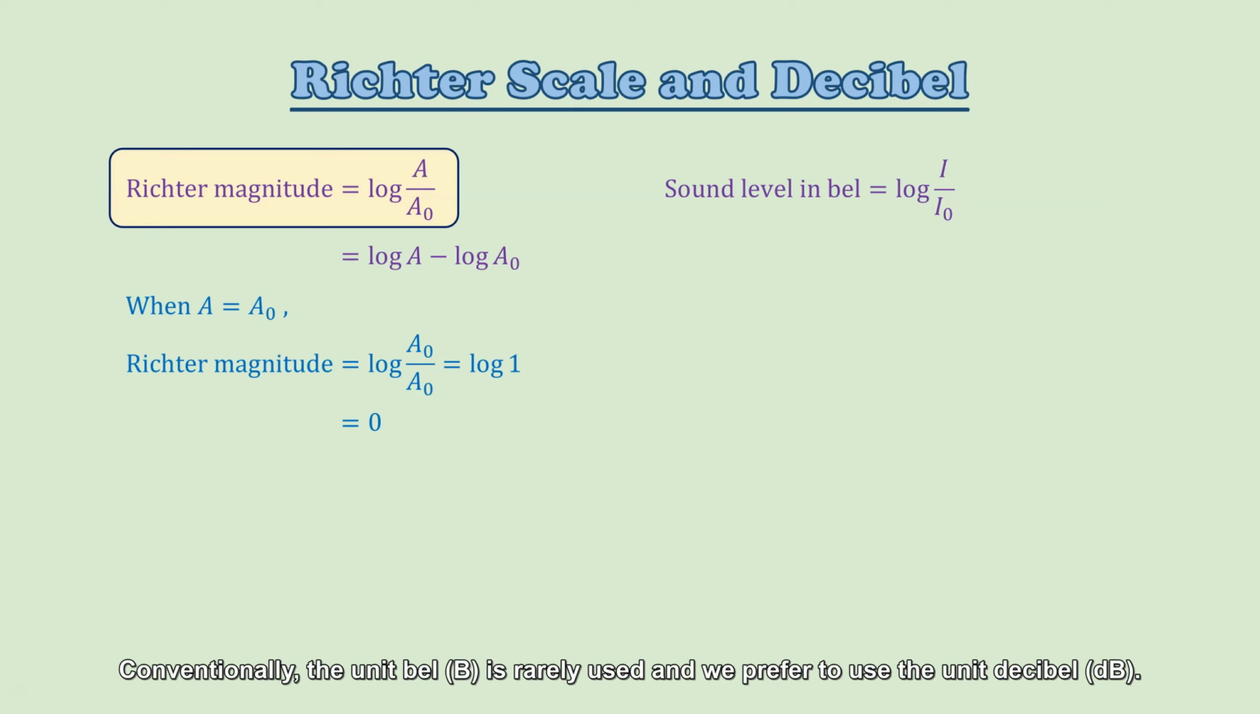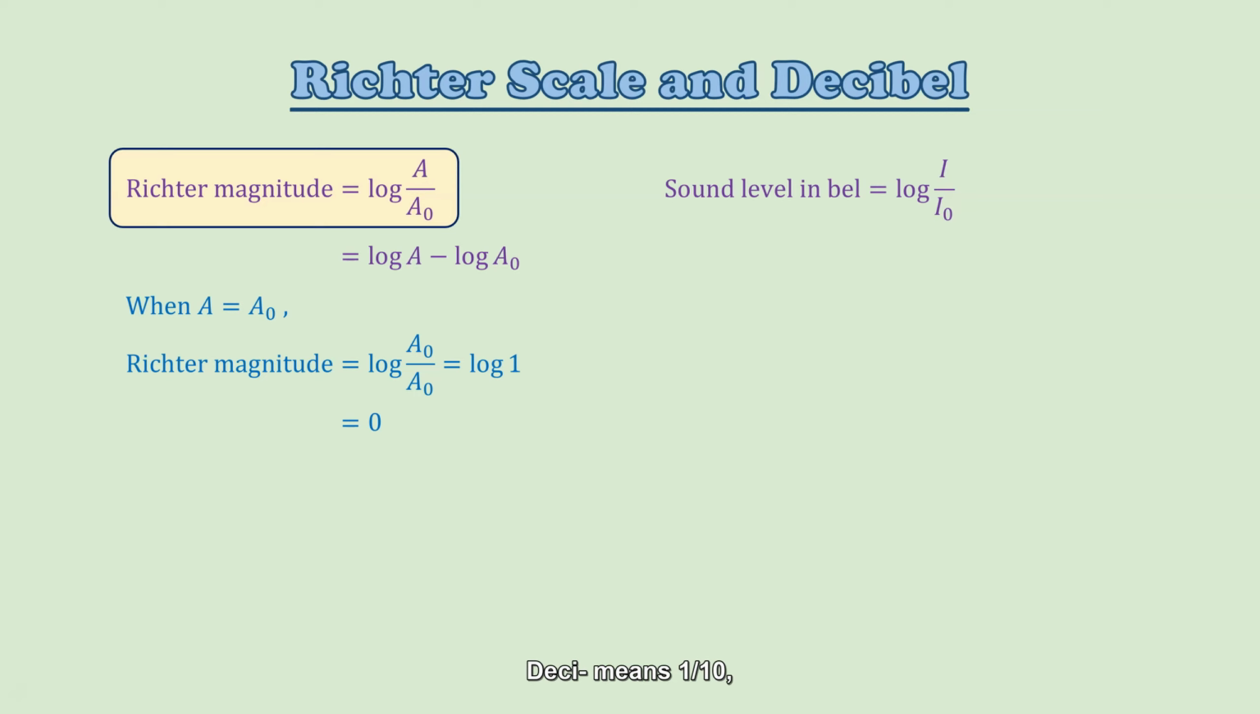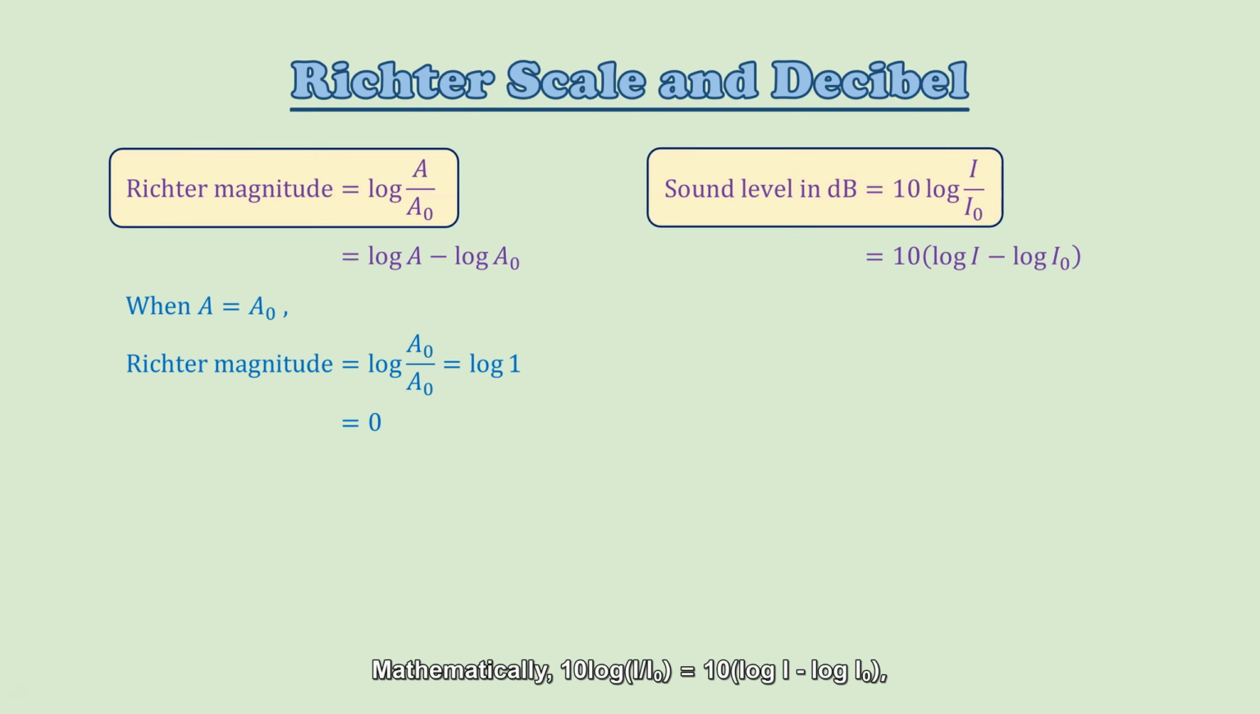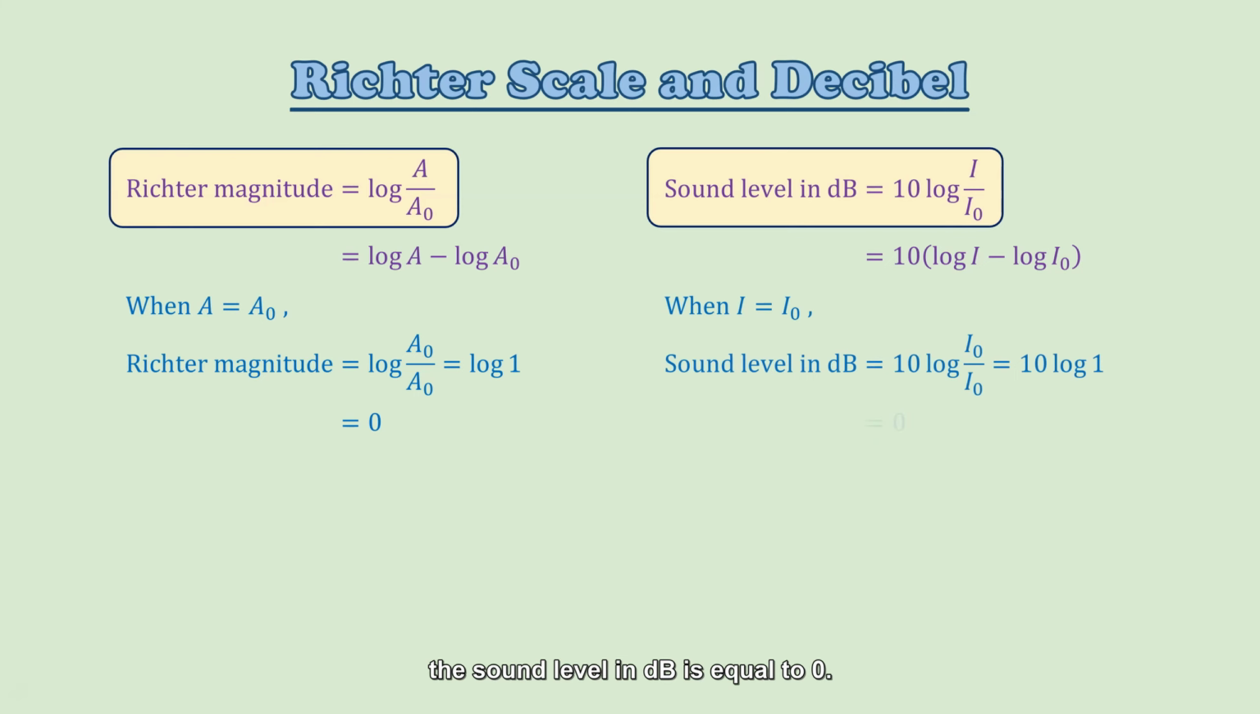Conventionally, the unit bel is rarely used, and we prefer to use the unit decibel. Deci means 1 over 10, so the relation between dB and B is just like mm and cm. Therefore, the sound level in dB is given by 10 times the logarithm of I over I naught. Mathematically, 10 times log I over I naught is equal to 10 times (log I minus log I naught). And then we can see that when I is equal to I naught, the sound level in dB is equal to 0.